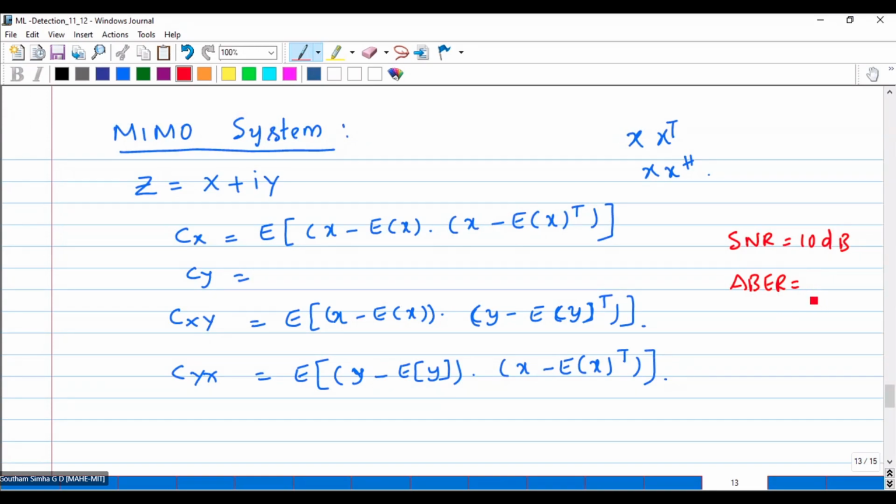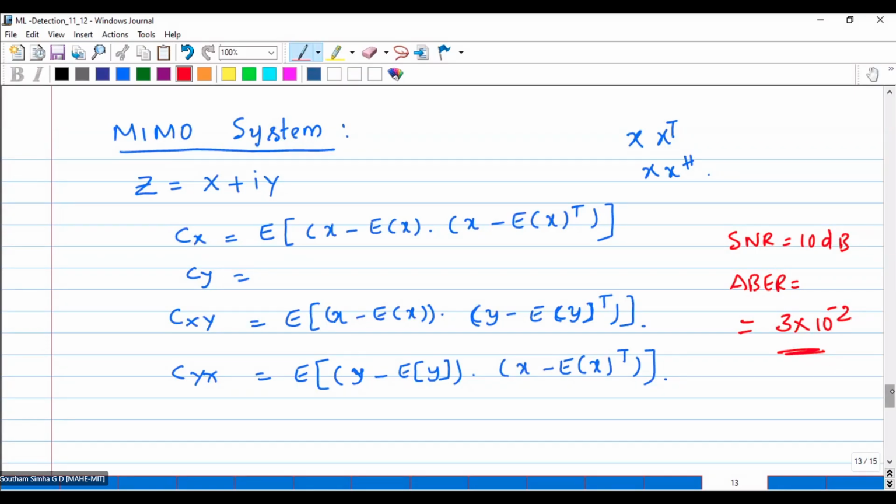Okay, 10 log SNR will be equal to 10, so 10 log 10 SNR equals 10, and SNR will be equal to 10 to the power of 1. So ABER is equal to 3 by SNR square, that is 10 to the power of 1 whole square, that is 10 square, so 3 divided by 10 to the power of 2, that is somewhere around 3 into 10 to the power of minus 2 probably. Okay, for a given SNR, Alamouti gives you a bit error rate of 3 into 10 to the power of minus 2. You can change the SNR value and verify for a different one.